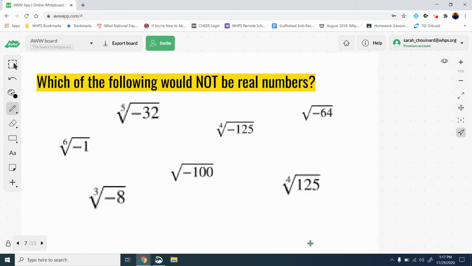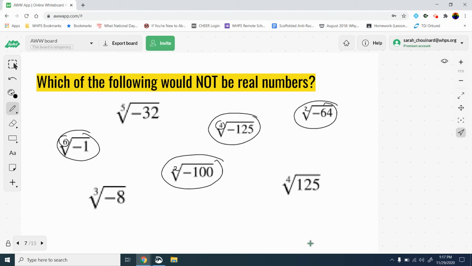So if we look at these, which would not be real numbers, which is not possible. We're basically looking for, are there any even indexes with a negative number underneath? So even index right here, so this would not be a real number. Technically, this is 2, so this is an even index with a negative number. Same thing here, even index, negative number, and again here, negative number. These other ones are real numbers. You can take the odd root of a negative, and so that's okay. And of course, it's okay to take the even root of a positive number.